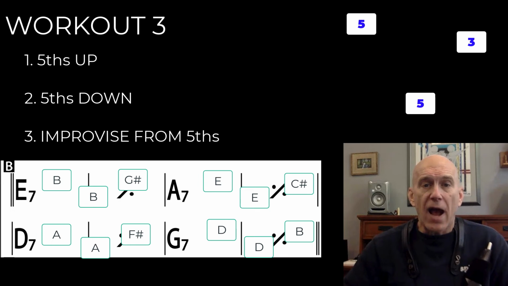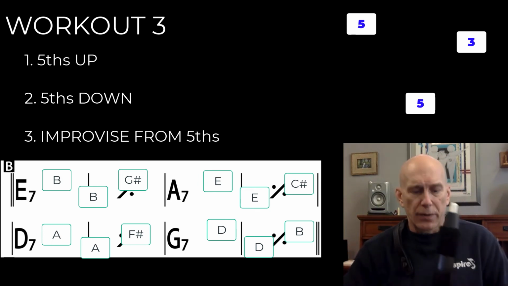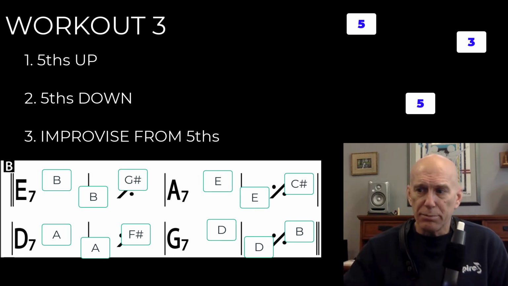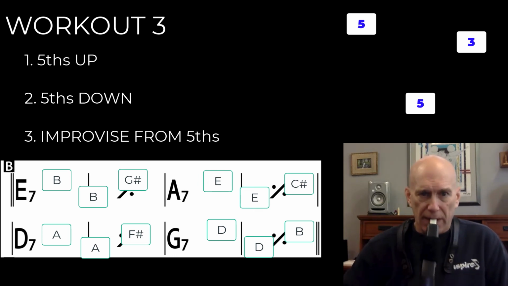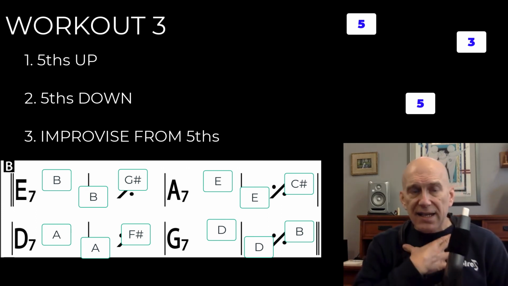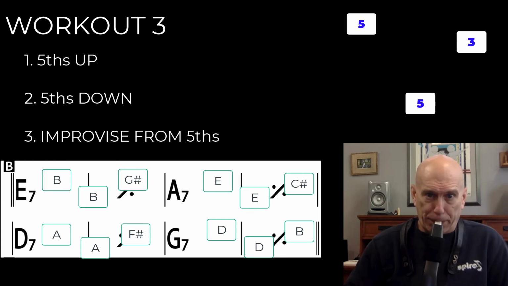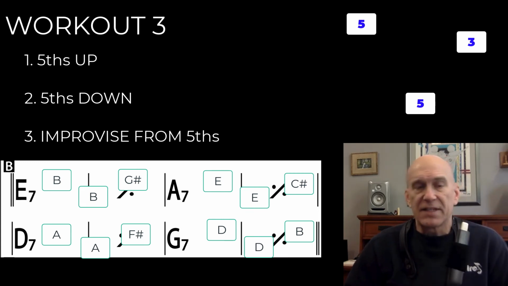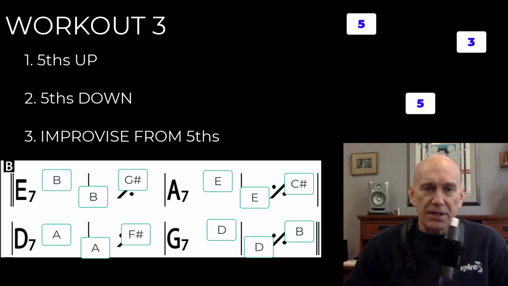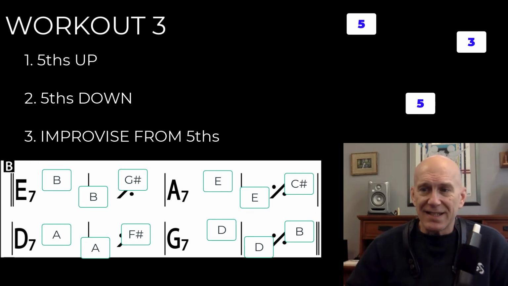So now let's do down from the 5th. So we play from the 5th, down to the 5th, and back up to the 3rd. So in the key of E, it's going to be B to B and back up to G sharp. In the key of A, it's E to E and back up to C sharp. In the key of D7, it's A to A and back up to F sharp. Then in G, it's D to D and back up to B.